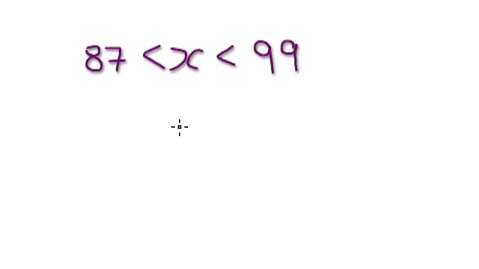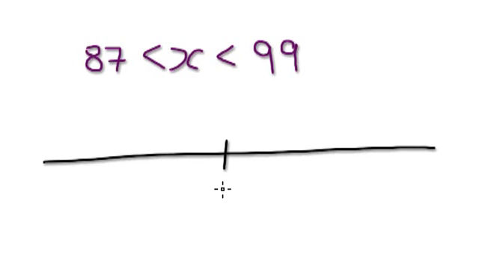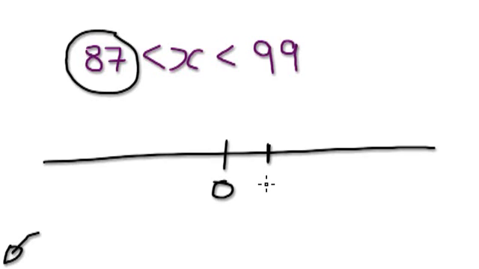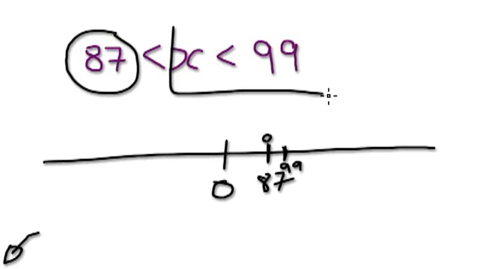Okay, next one here. So 0 here. Press pause and have a go. So it has to be greater than 87. I'm going to say 87 is around here. 99, I'm going to guess around here. So this is strictly greater than, so it has to be this, and this is strictly less than 99, so it has to be this here. So your line would be like that.